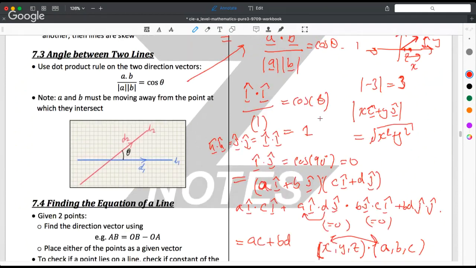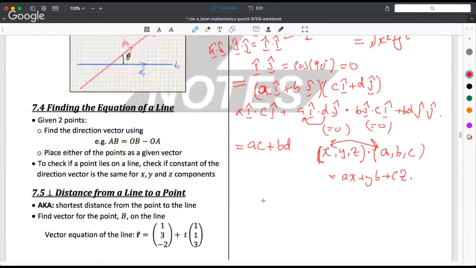And now that we know how to do a dot product, we can figure out the angle between any two vectors really easily by just saying theta is the inverse cosine of the dot product divided by the moduli, which is the size of the vector, the length of the vector, which we get from Pythagoras' theorem.